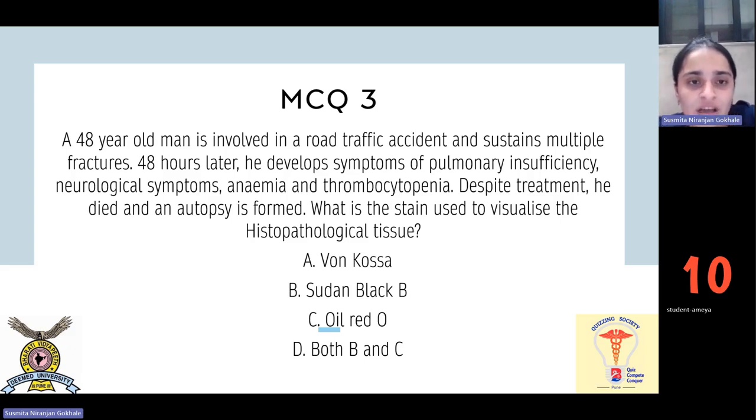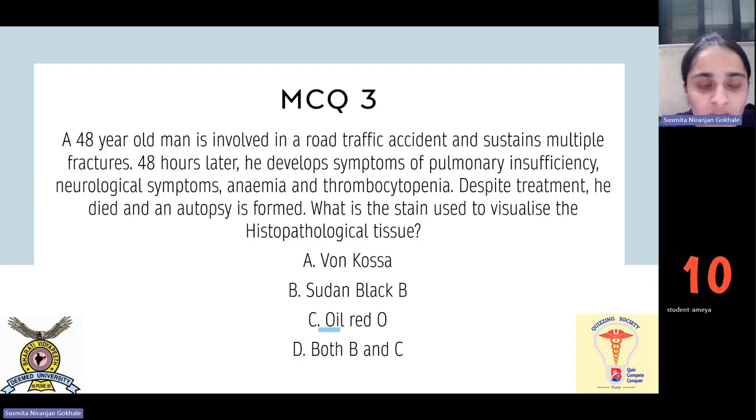Now we'll take out the important points from this question. The important points are that the patient has suffered multiple fractures involving the bone marrow, and later shows symptoms of an embolism, which are pulmonary insufficiency, neurological symptoms, anemia and thrombocytopenia. As we discussed in the earlier snippet, these symptoms are suggestive of fat embolism syndrome. Hence, we'll have to know which stains can be used to detect fat globules in the vessels. The correct options, according to me, will be Sudan black B and oil red O.